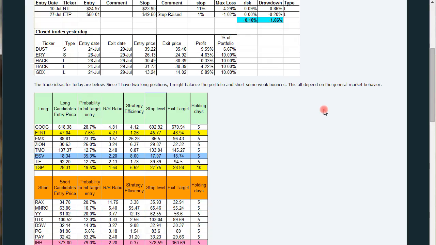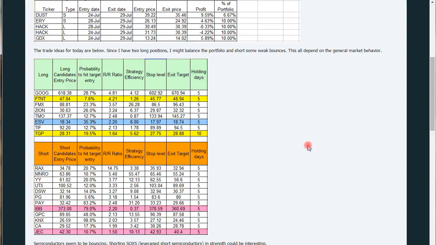Then we have below the trade IDs of the day. These are the long IDs and the short IDs. I often put different colors. In yellow are the trades I am really interested in. In blue, these are the very special trades. For example, here ESV is an oil driller. Normally it should be on the short side, but ESV has issued good earnings yesterday and it could break out and run a little bit higher. So it could be a 2-3 days trade, but on the long side.